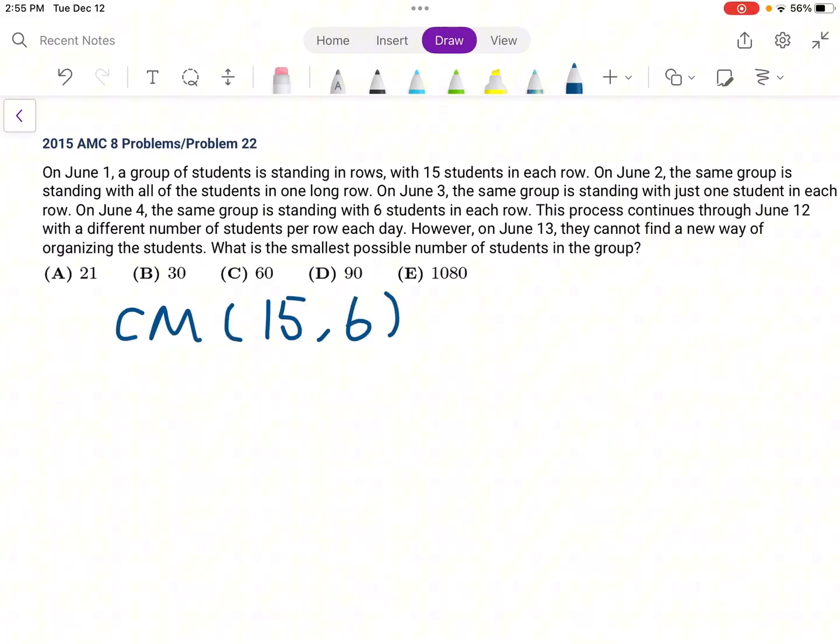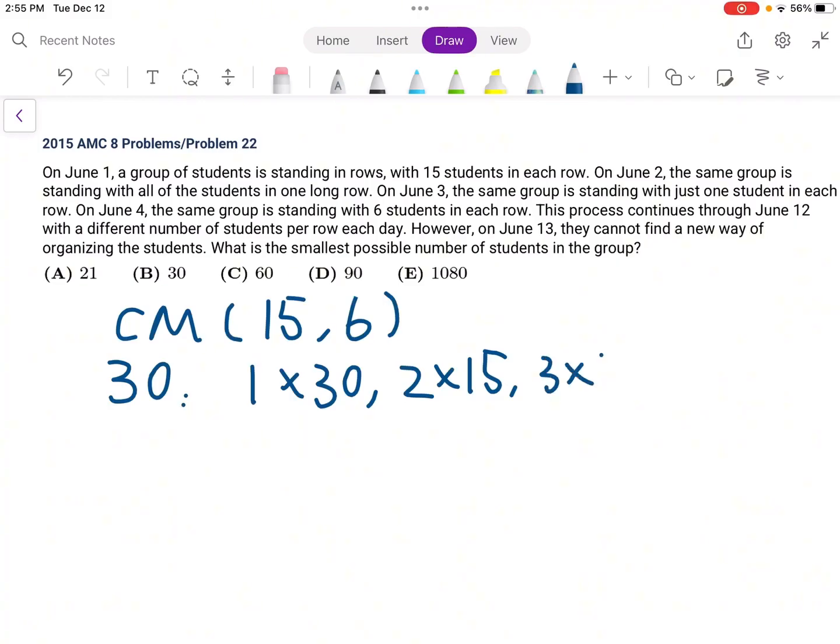Now let's consider the smallest common multiple of 15 and 6. It's 30. And the factors of 30 are 1 multiply 30, or 2 multiply 15, or 3 multiply 10, or 5 multiply 6. The total number of factors for 30 is 8. So it's less than 12.